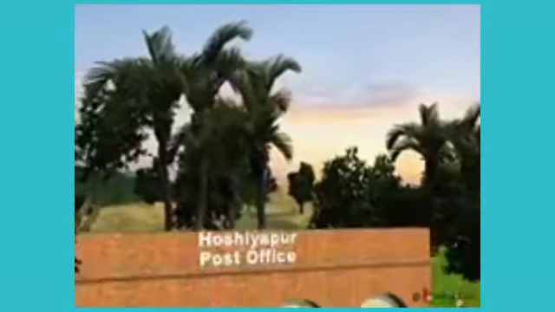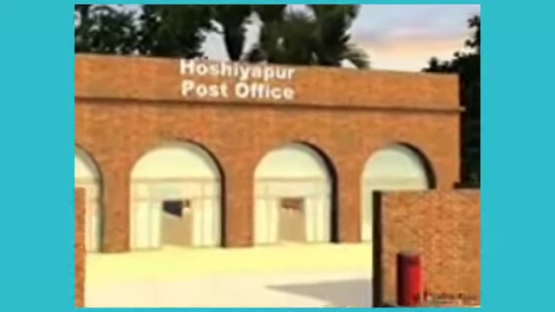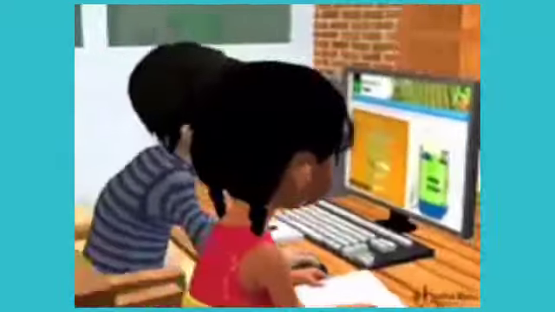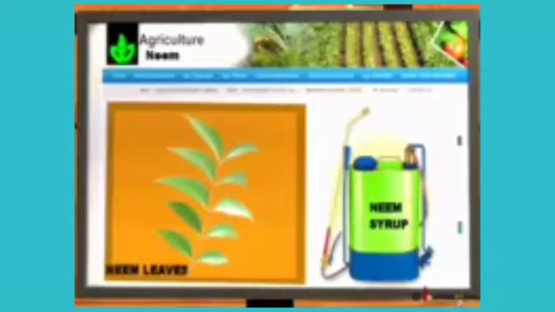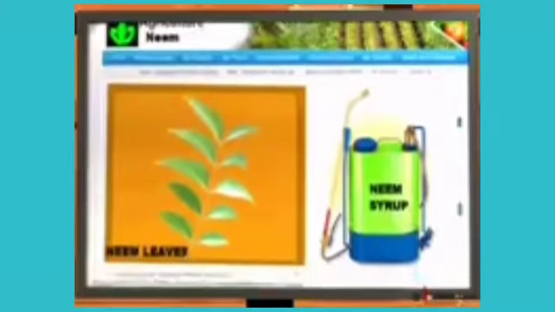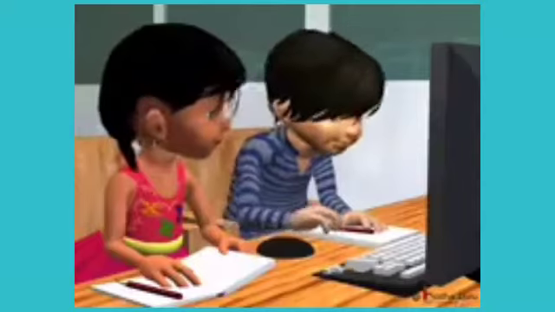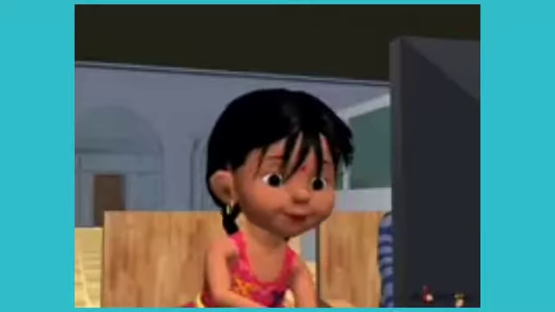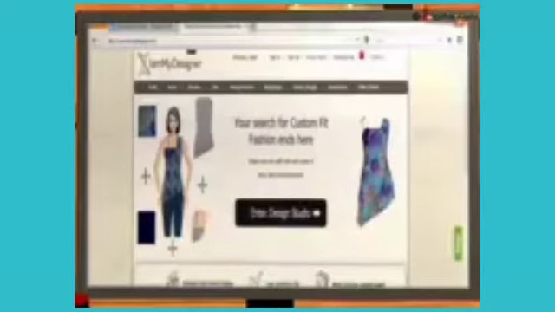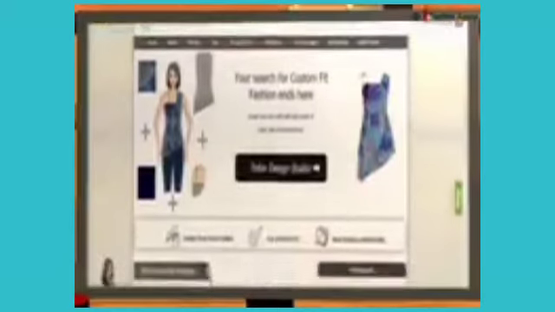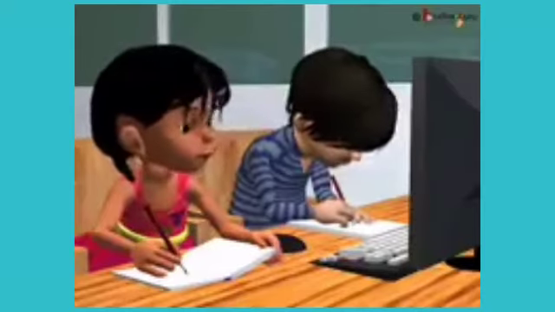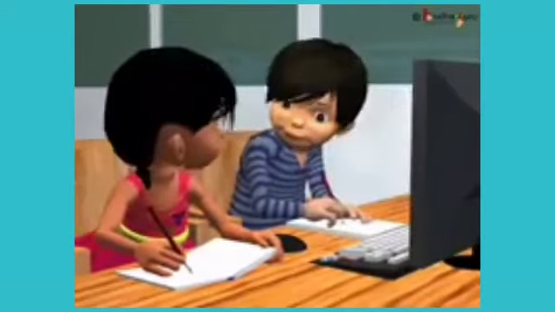Aman was an intelligent child who knew how to apply what he learnt in his school in real life. Neem leaf syrup can be used as a natural pesticide. Let me find more. Wow, lovely dress designs. I should draw them and give them to mother. She can make beautiful dresses. That's a great idea, Khushi.